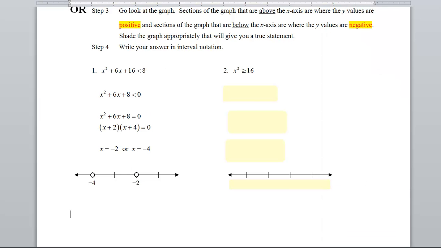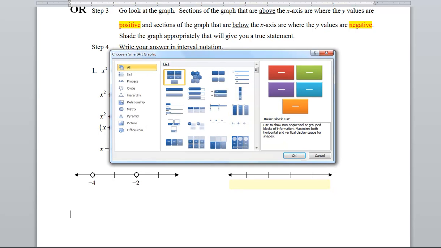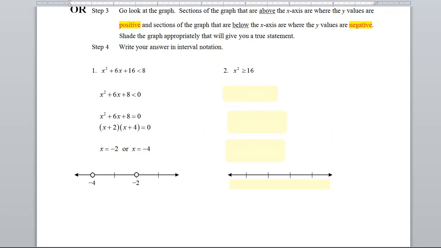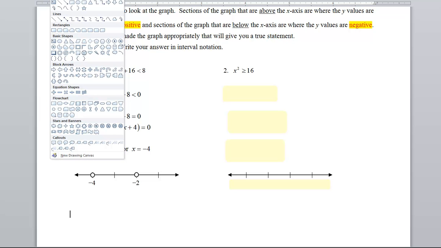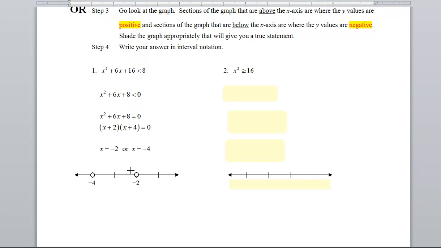Let's see if it's going to let me. Ugh, don't want that. Shapes. I'm going to go from here to right here. Can I make it bigger? Cool. So I'm only shading between negative 4 and negative 2.